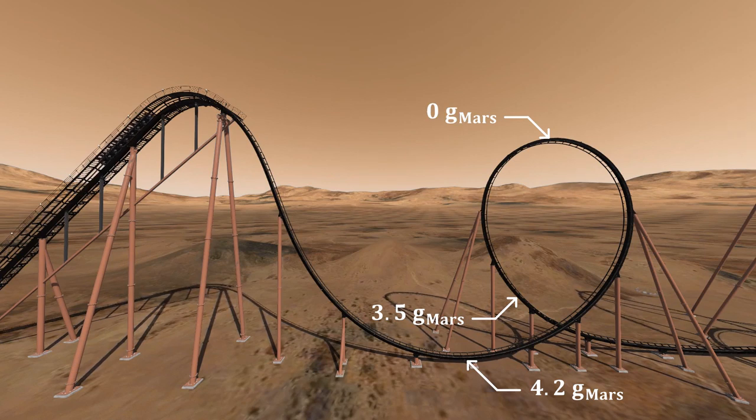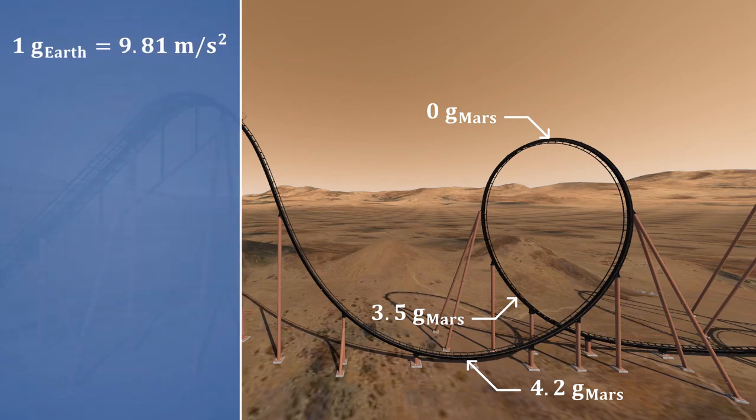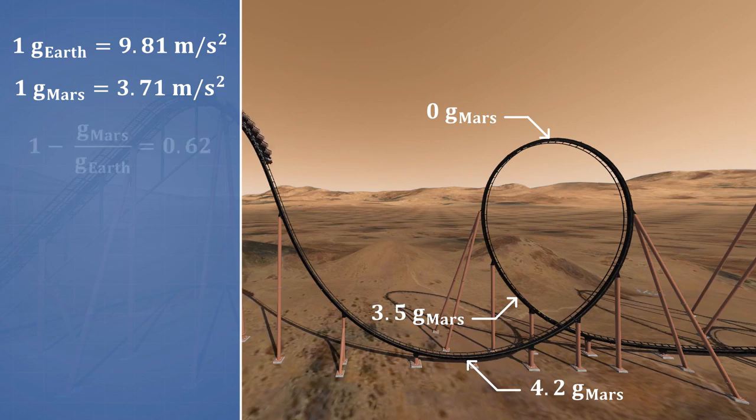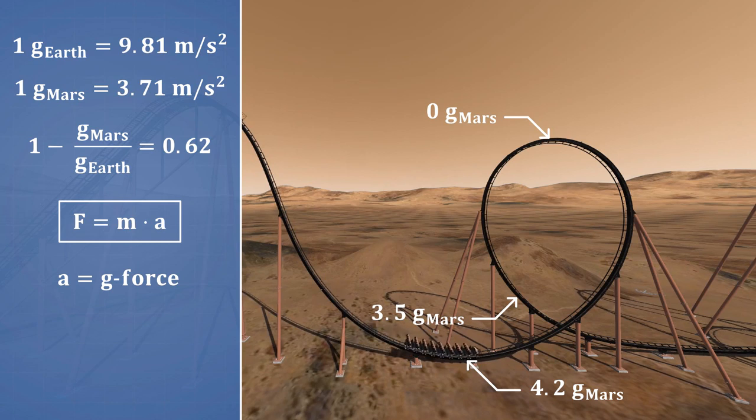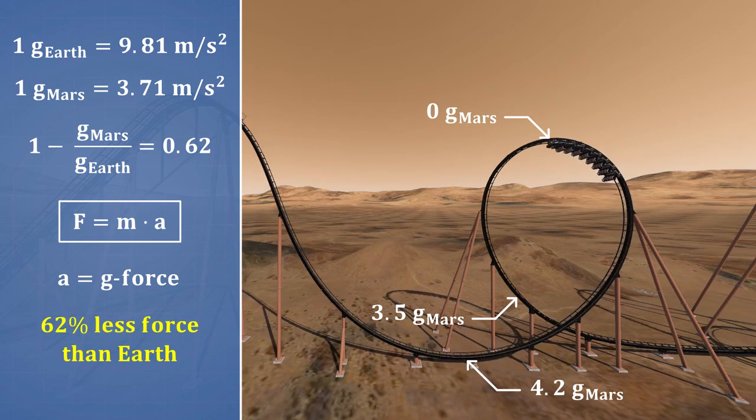However, G-force is relative to gravitational acceleration. The base measurement of 1 G on Earth corresponds to an acceleration of 9.81 meters per second squared, but 1 G on Mars corresponds to an acceleration of 3.71 meters per second squared. And because force is equal to mass times acceleration, the passengers will experience 62% less force throughout the entire ride compared to the identical roller coaster back on Earth.